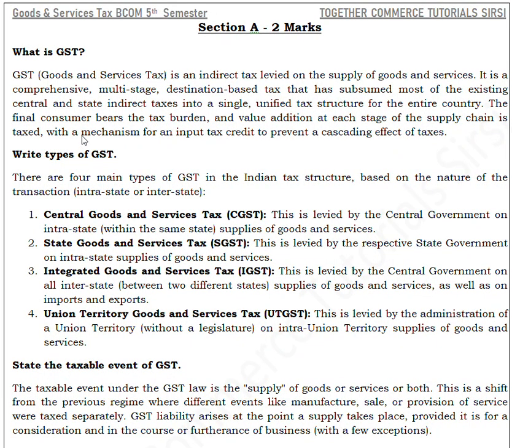Goods and Services Tax for BCom 5th semester. Let us discuss all the 2 marks questions which are important. What is GST? The first question will be, what is GST?